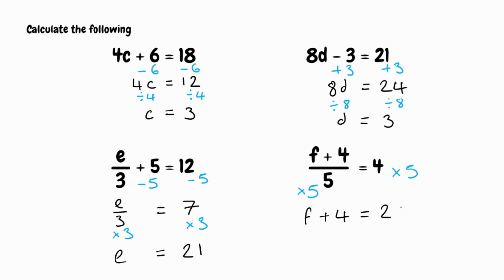So now looking at the left, we have f plus 4, so we need to do the opposite of plus 4, which is to take away 4. So I'm going to take away 4 from the left-hand side, which means I need to take away 4 from the right-hand side as well. So now on the left-hand side, I'm just going to be left with f, and on the right-hand side, we do 20 take away 4, well, that gives us 16. So f will be equal to 16.